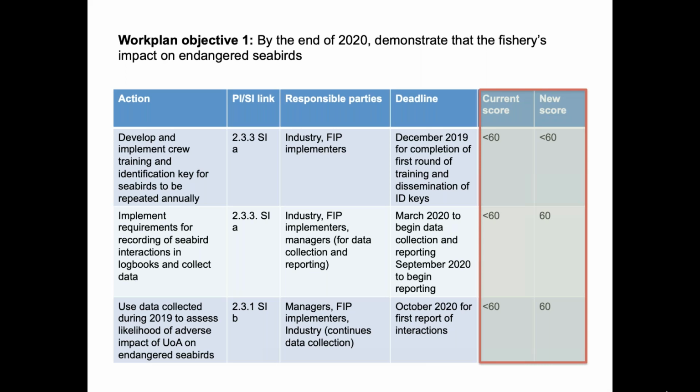Great, thanks. And so, back to our example, you see our first action. There's quite a lot of work involved in that first action, developing and implementing training, developing identification keys, etc. But because that's needed in order to then implement and start collecting the data, you still have to do it. But once that action is completed, you're still not going to achieve a 60 score on that indicator because you really actually need the information before you can raise the score.